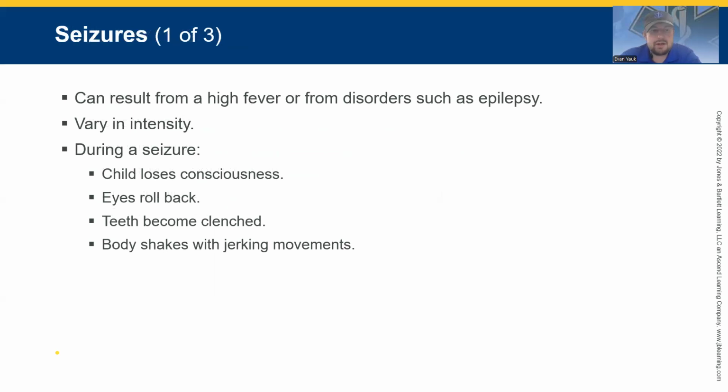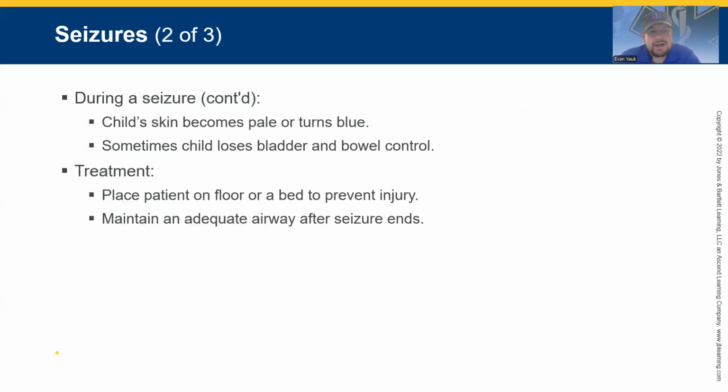And now we're going to go into seizures. I explained all that. It can result from high fever or from disorders such as epilepsy. They vary in intensity. During a seizure, the child loses consciousness, eyes roll back, teeth become clenched, and the body shakes with jerking movements. They can still hear you a lot of the time. That's why I'm really big on you get down there, you hold their head and you talk to them calmly. You tell them you're with them. You know they're scared, but it's going to be okay. You stay with them. During a seizure, the child's skin becomes pale or turns blue. Sometimes the child loses bladder or bowel control.